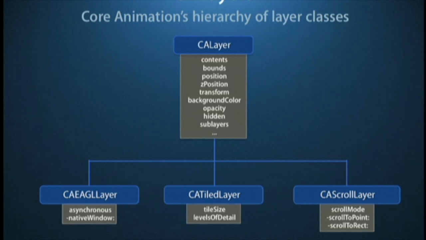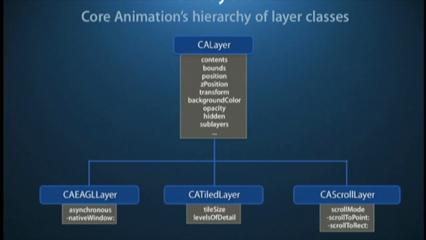CALayer is, of course, the main class, and all these properties you see here, the contents, bounds, position, opacity, and so on, are the specific elements that can be animated. If you animate the contents, you'll get a transition effect. If you animate the bounds, you'll get a scale effect. And if you animate the opacity, you'll see the layer fade in or fade out.